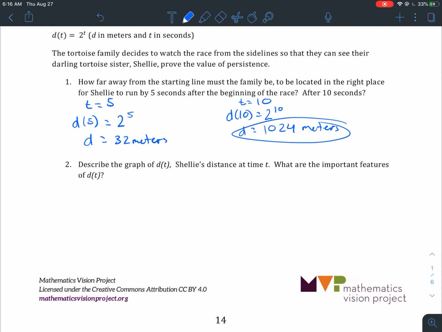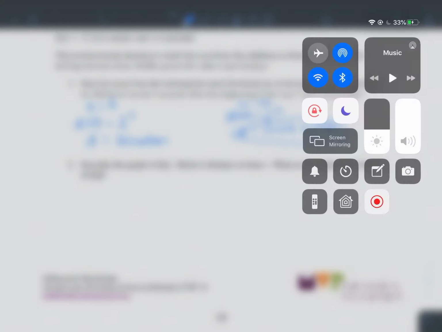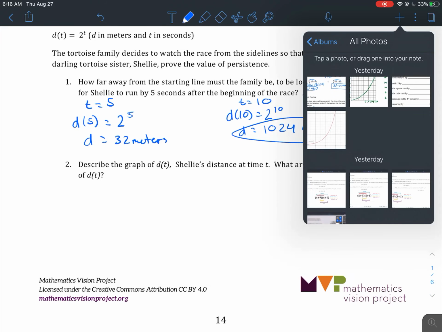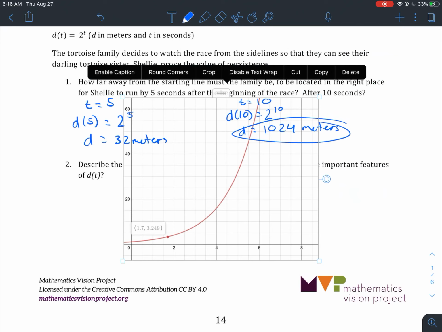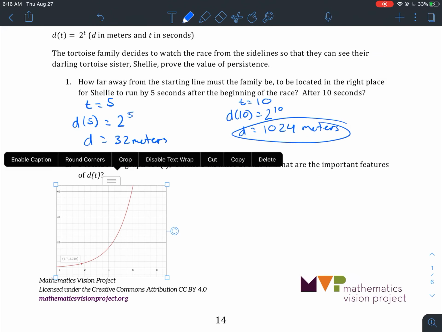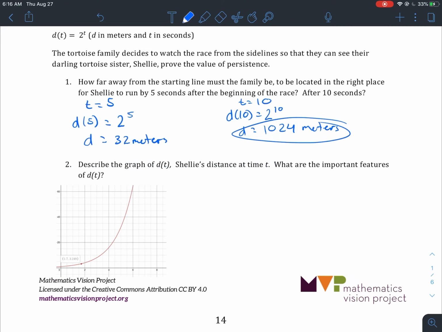Next it says, describe the graph of d of t, Shelley's distance at time t. What are the important features of d of t? So I went ahead and made a graph of this. So this is a graph of d of t. If we're looking at this, we can tell right off the bat that this is an exponential. It follows that exponential curve where it looks like that. Also, we can just tell it's an exponential from the function.